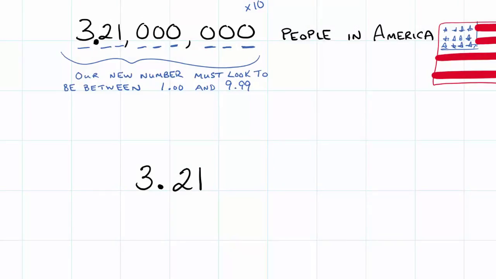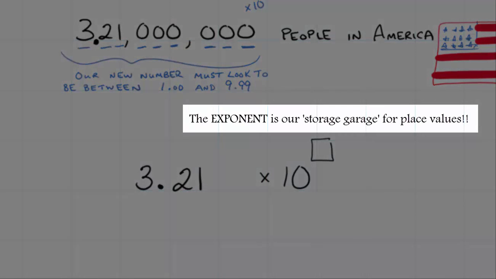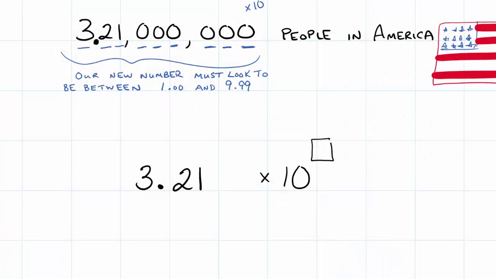We've got to make sure that we show that this number has the place values, but we're not showing all of them. When we multiply by 10, the exponent is where we store those place values. And every time we multiply by 10, we're able to increase our number by 1 place value, make it bigger. So if I was going to turn 3.21, the way that this number looks, into 321 million, I would need 1, 2, and then 3 more here, 3 more here. So that gives me a total of 3, 6, 7, 8.